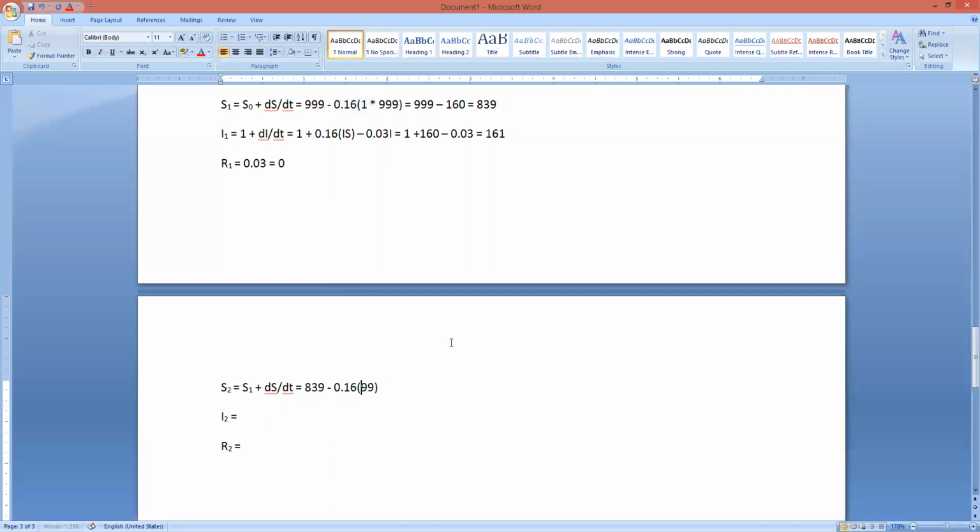Beta is the same, beta into I into S. What is I here? 161. Into 839. So this will be 161 into 839 into 0.16. This becomes way more than 839. Yes, 21,613.